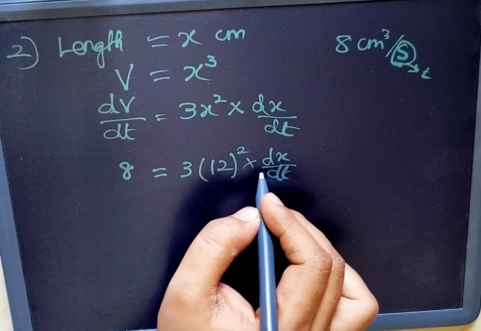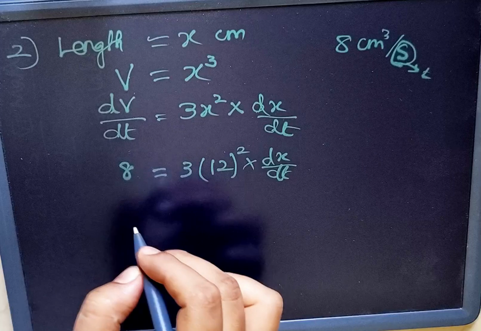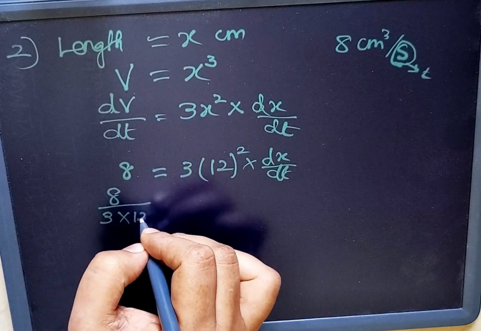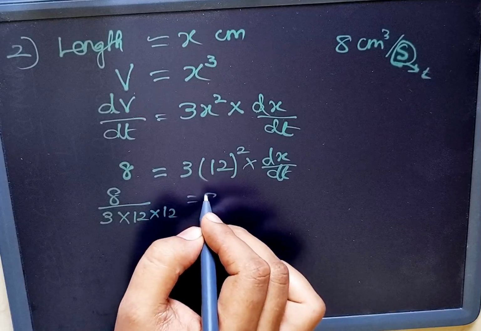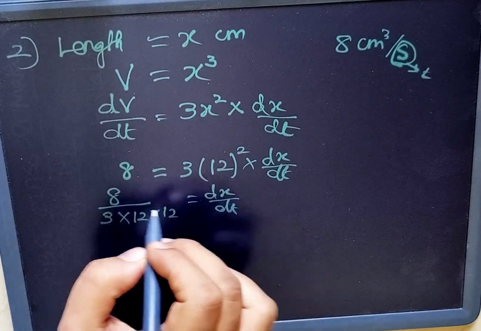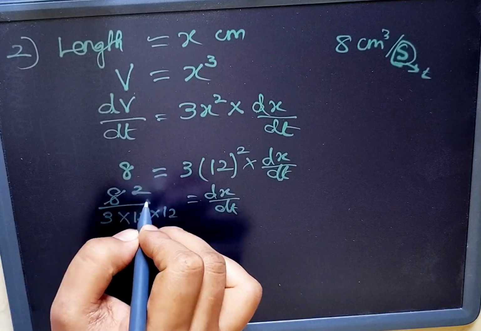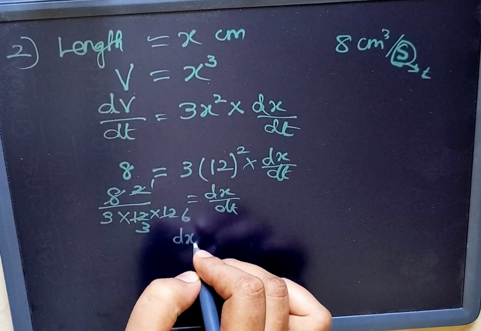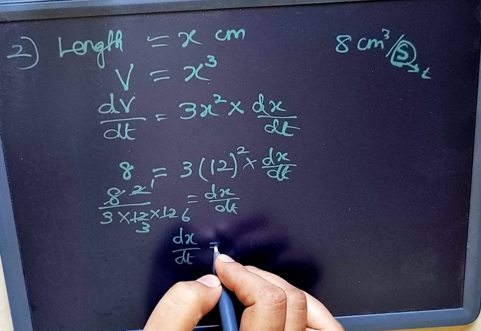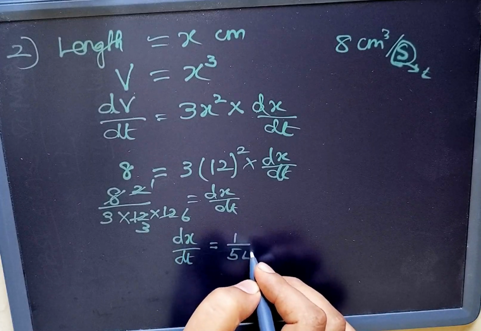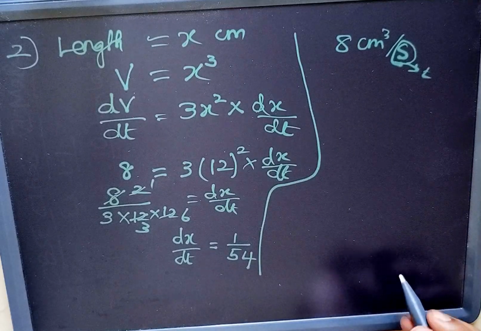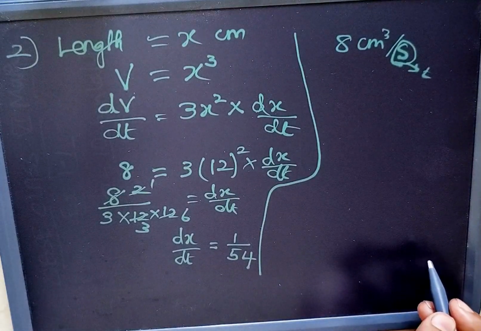So finding dx by dt by taking 12 square into 3 to the left side. So it will be division. 12 square is, after cancelling the corresponding terms, 4 2s are 8, 4 3s are 12. Again this is 6 times. So dx by dt value is 1 by 54. With this, the question, how fast is the surface area increasing?